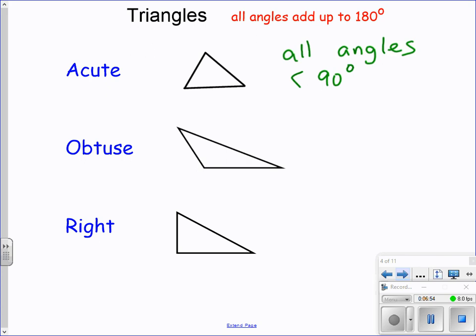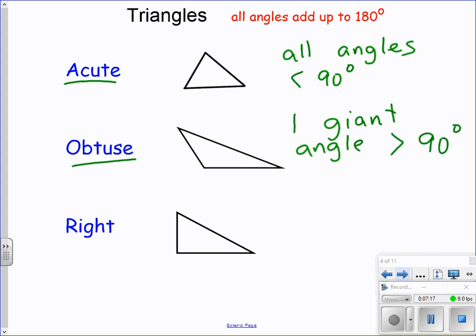All right, next we've got an obtuse triangle. I have no idea what that is. It looks to me like a really strange triangle. It looks to me like one giant angle. But it appears to be greater than 90 degrees. So one angle is bigger than 90.